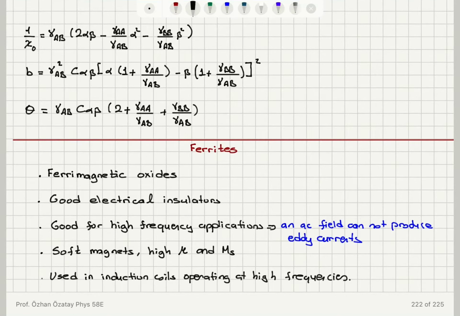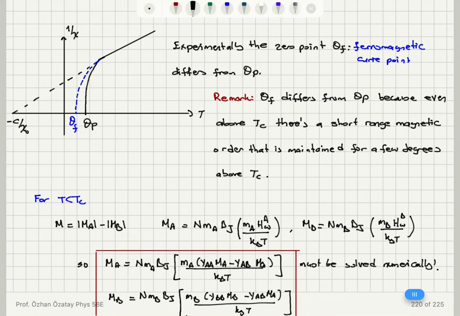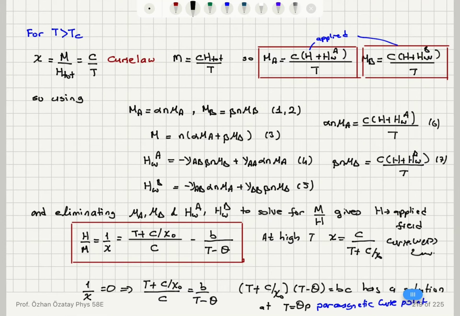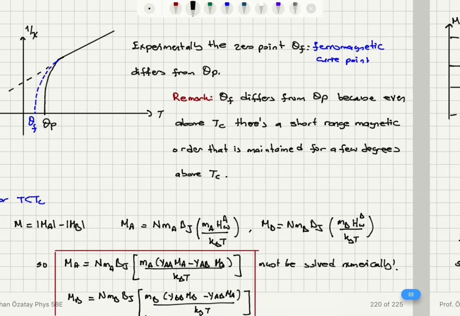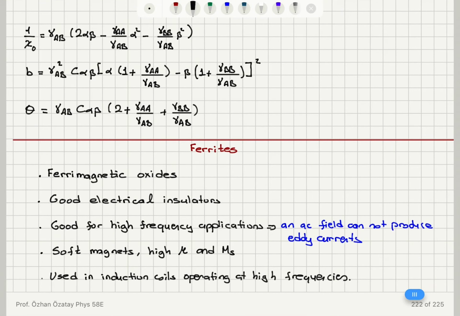We have briefly discussed the Weiss theory of ferromagnetism in the previous video, and we have introduced these 1 over chi 0, b and theta in order to express our result. If you remember, 1 over chi was written in this form. I forgot to add these constants, so these are given by these equations.